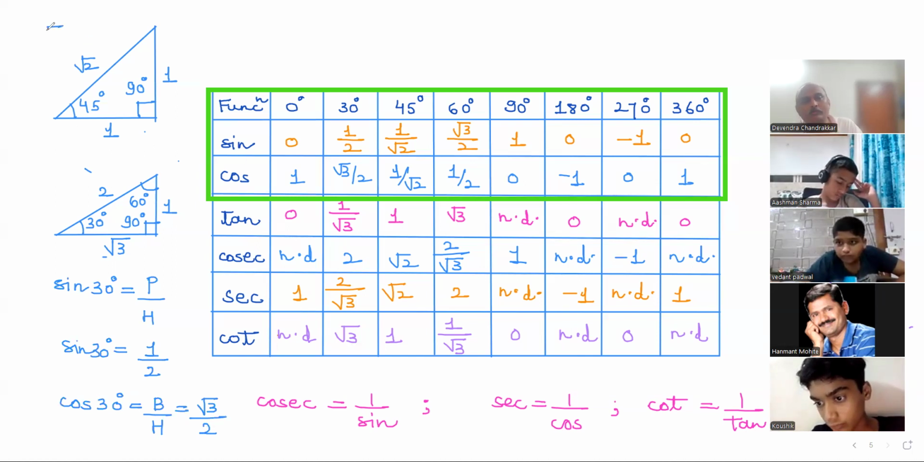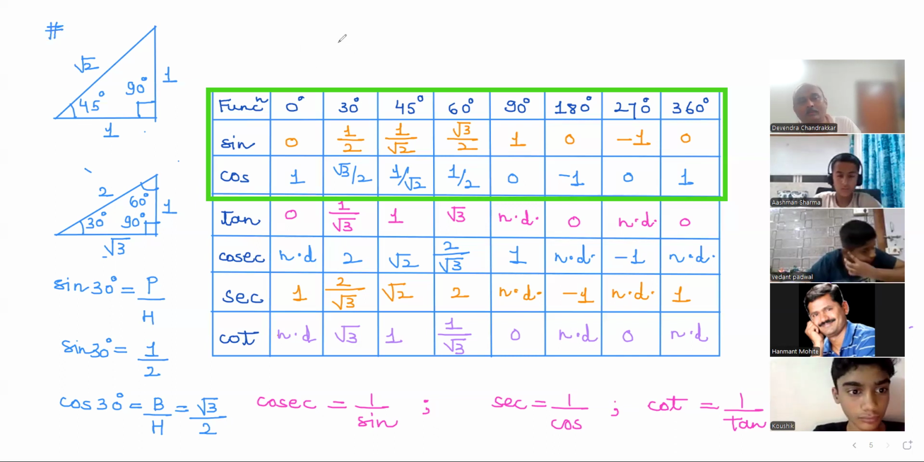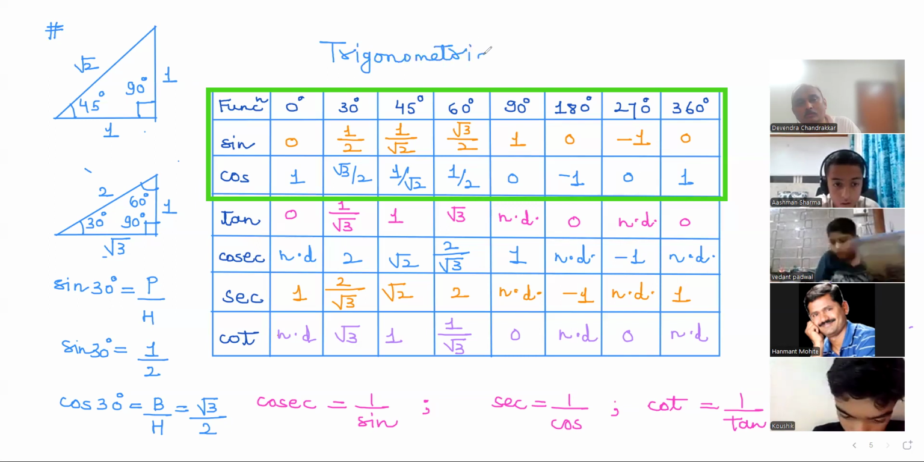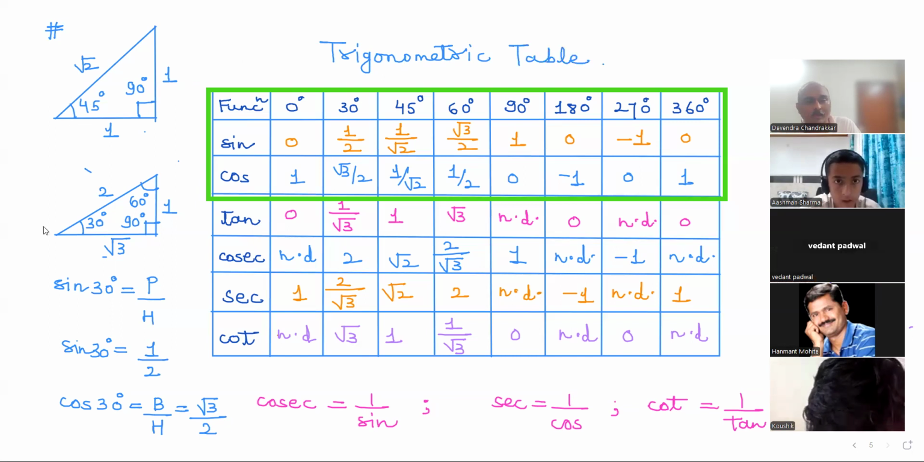All of you, please note this quickly. Write this as trigonometric table. Sir, we have to take 30 as theta? Obviously, theta is some angle, 30 is a specific angle.